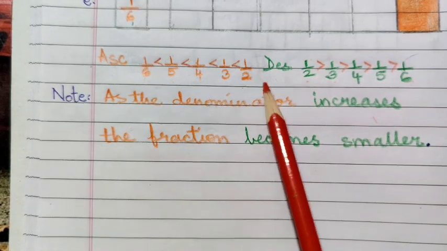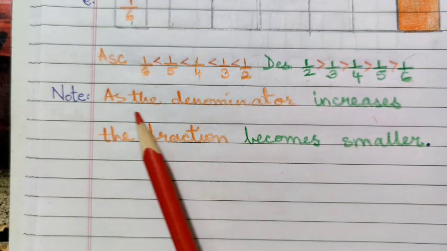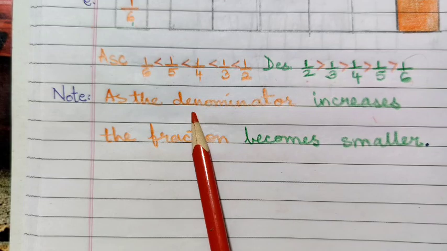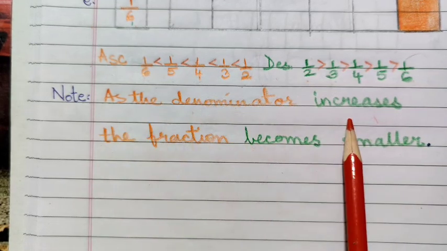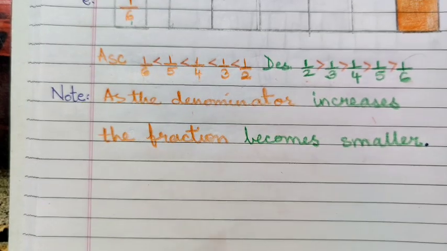So you remember this, you will remember automatically. What will you remember? As the denominator increases, denominator means the total number of parts, the fraction becomes smaller.